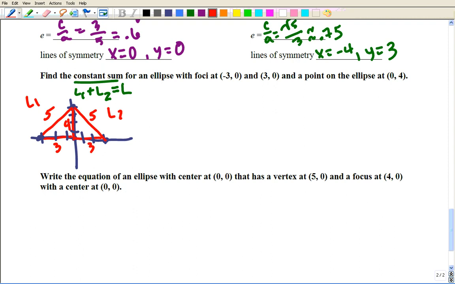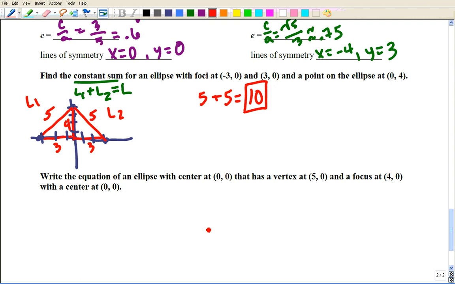This one could be L2. So the constant sum would be 5 plus 5. So that constant sum is 10. And that's what we were looking for right there. So again, I just plotted the points, figured out the distance between the foci and the given point for each one. Here they happen to be symmetrical. So the outside edge was 5. Constant sum would be those two added together, and then 5 plus 5, you get 10.